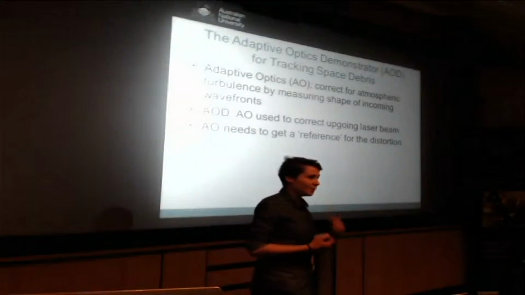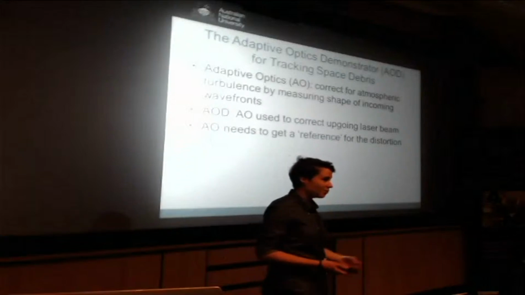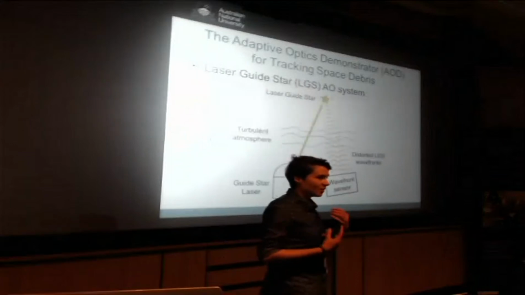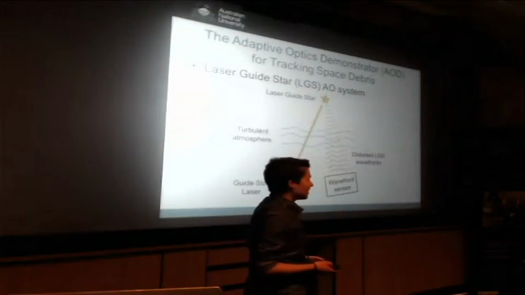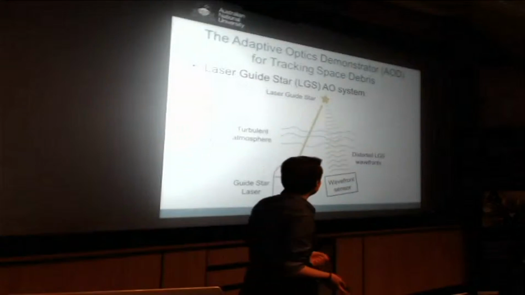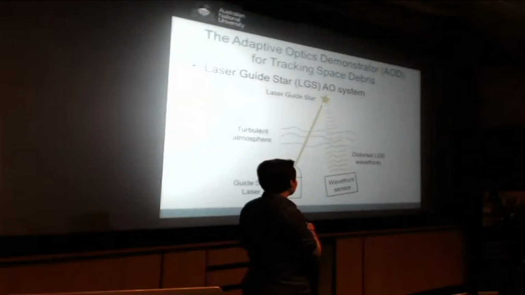However, in order to be able to apply this correction to the laser beam, the adaptive optics needs to obtain a reference for the distortion. This is achieved in AOD by using something called a laser guide star. A laser guide star is an artificial star which is created by propagating a powerful laser beam at 589 nanometers into the atmosphere. This causes sodium atoms in the mesosphere to fluoresce, which creates a bright, point-like light bulb.